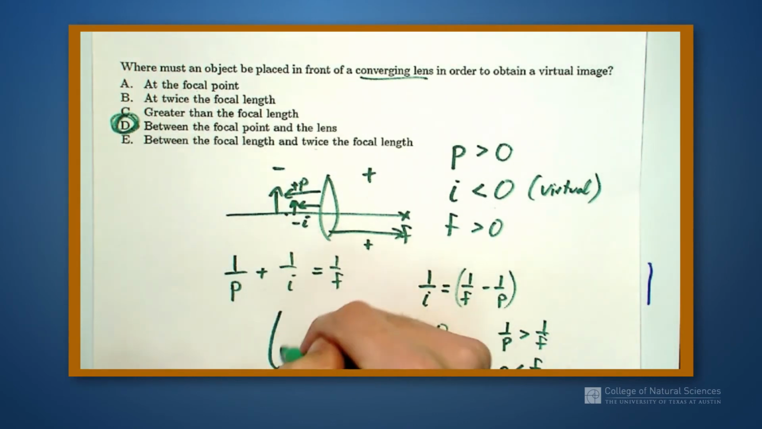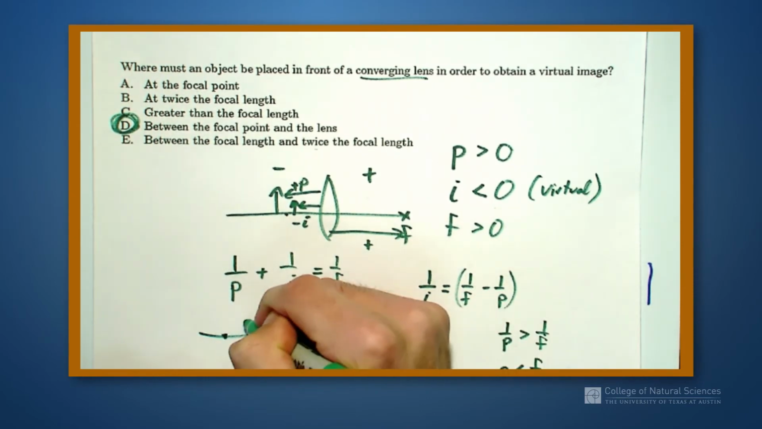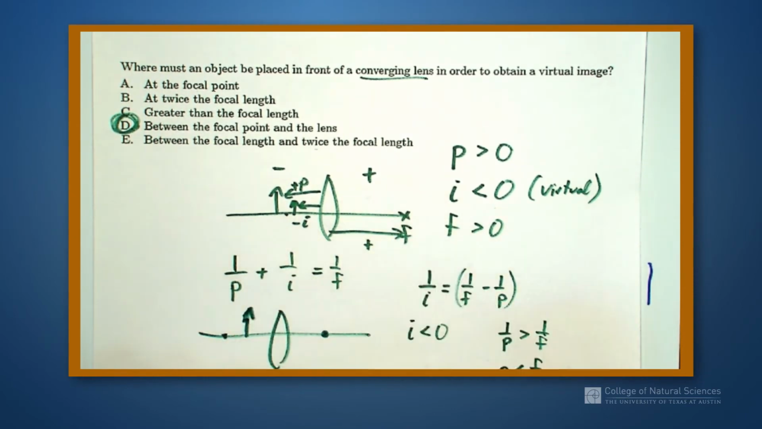So the correct picture for this, if we have our focal points here, is our object would have to be here to get a virtual image, and the virtual image would show up somewhere in the similar location.